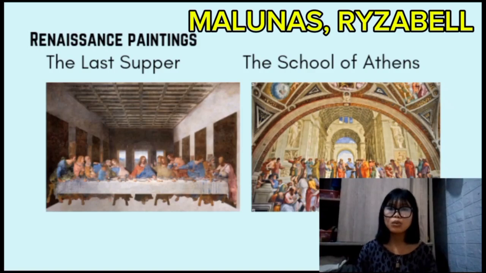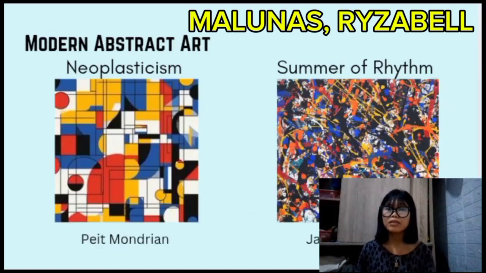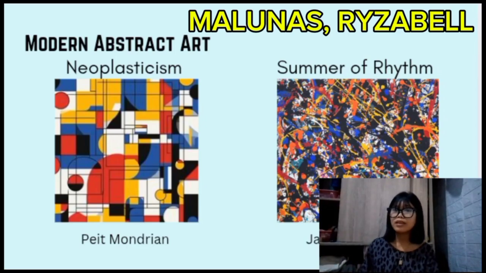So the Last Supper and the School of Athens are a symmetrical balance because they both have the same number of figures on each side and also one in the center. So that is an example of symmetrical balance. Another one is modern abstract art. As you see in the picture, it is an artwork of Piet Mondrian. It consists of the colors red, yellow, and blue. So that is an example of symmetrical balance because of the colors and also the shapes.